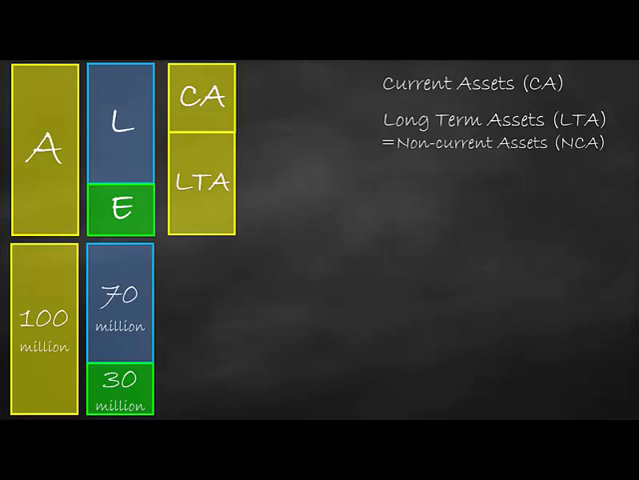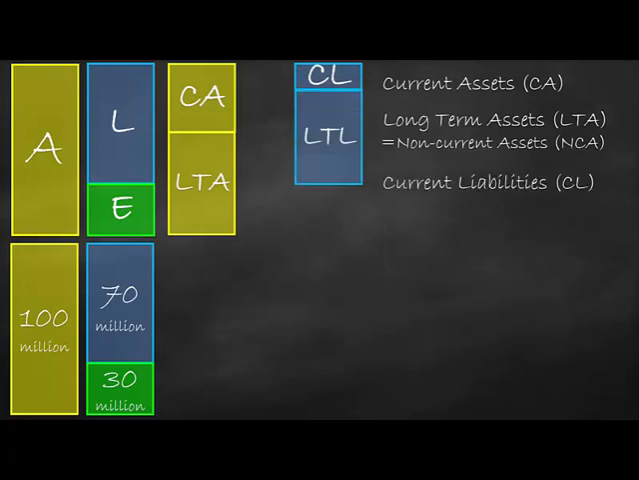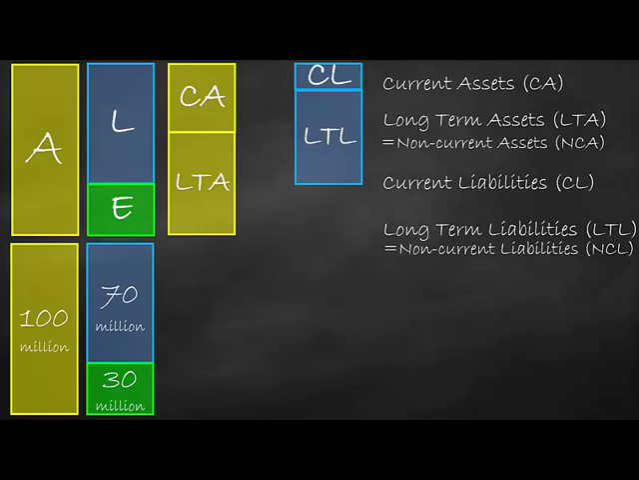We can also divide liabilities into two categories as well, based on maturity. We have short-term liabilities, which have a maturity of less than a year, as well as long-term liabilities, which have a maturity of more than a year. Short-term liabilities are called current liabilities, and we can call long-term liabilities non-current liabilities. Please note as well that long-term liabilities is the American terminology, whilst non-current liabilities is the British terminology.